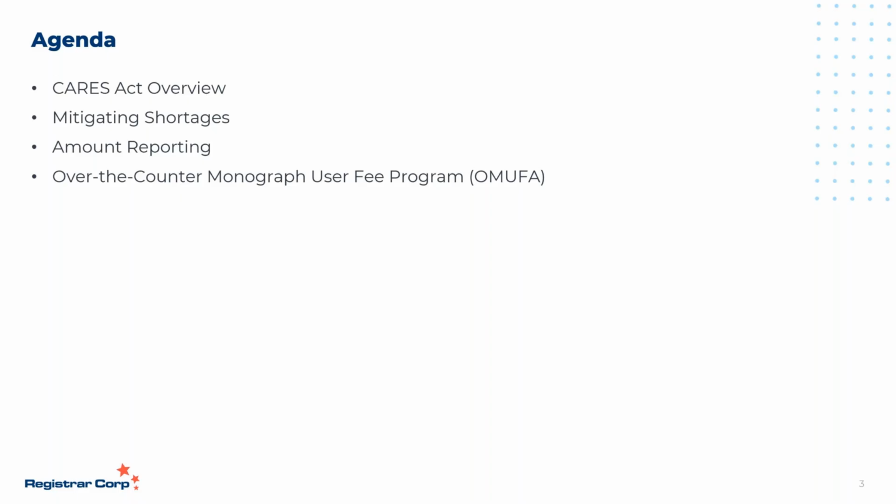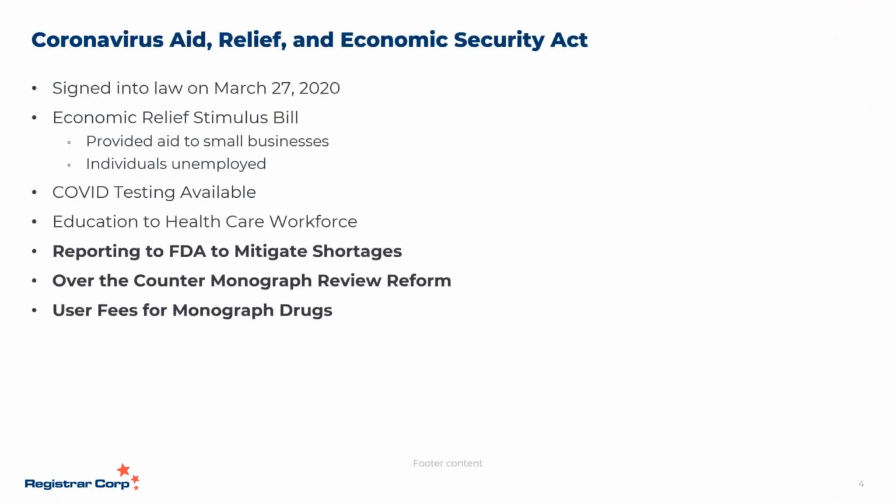The Coronavirus Aid, Relief, and Economic Security Act was signed into law on March 27th of 2020. Within this act, aid was provided to small businesses and individuals who were unemployed due to the pandemic. This was the Economic Relief Stimulus Bill. To aid the public, the government provided access to COVID tests. Tests were mailed out as well as provided at various sites for the public to utilize. Education funding was also provided to the healthcare workforce.